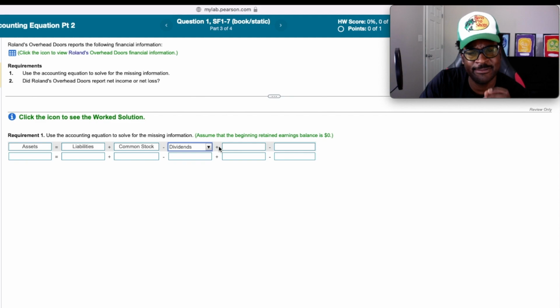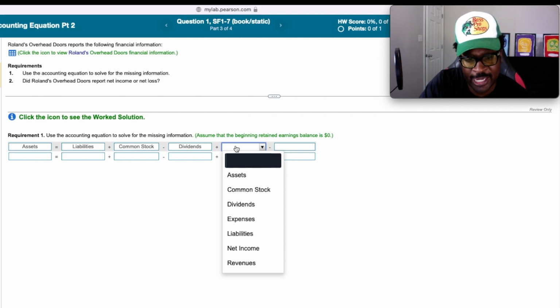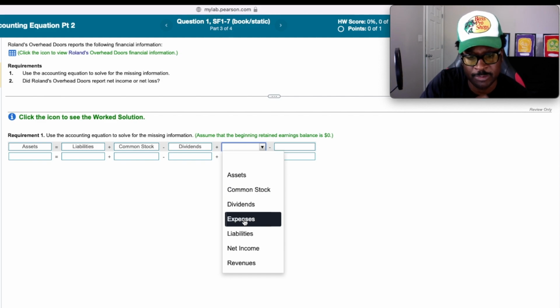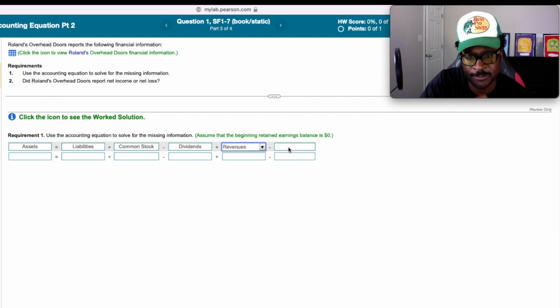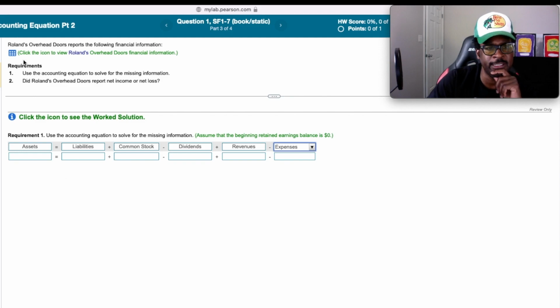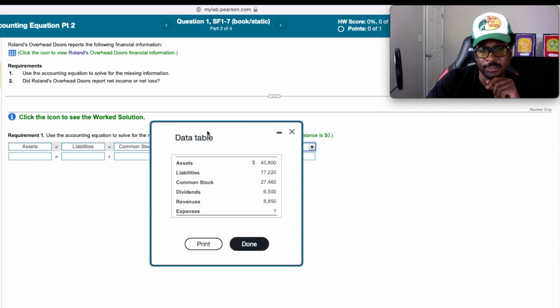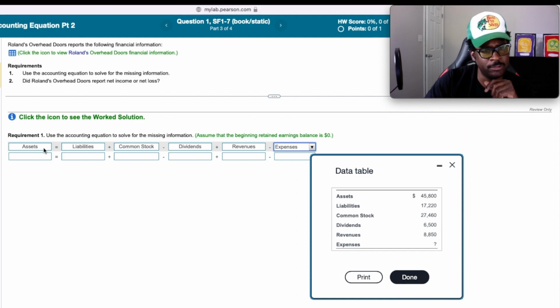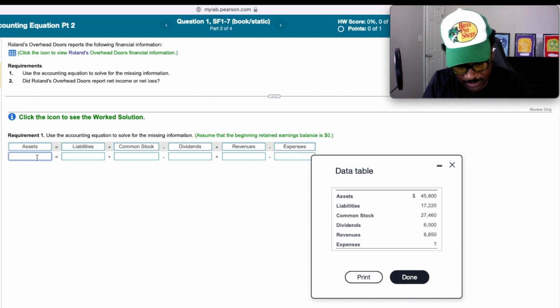Well, we said that retained earnings is consisted of income, which is revenues minus expenses, and we said that retained earnings is decreased by the dividends account, which we already accounted for here. So it seems as though the only other accounts that we have to describe in this equation would be our revenues minus our expenses. So now all we have to do, gang, is use this table to plug in the answers, and hopefully we'll get it right.